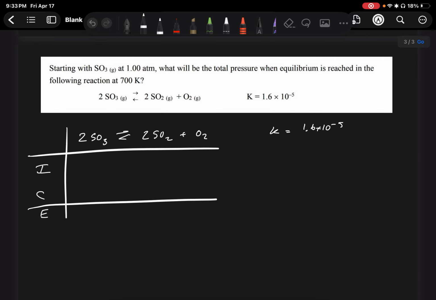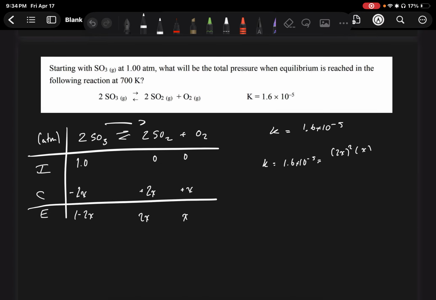Starting with SO3 at 1 ATM, 1.0, 0, 0. Reaction goes to the right because we have no products, so this is going to be minus 2x, plus 2x, plus x. 1 minus 2x, 2x, x. K equals 1.6 times 10 to the negative 5, equal to the products over the reactants.